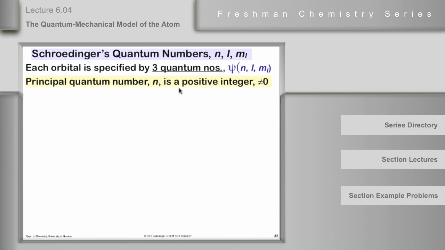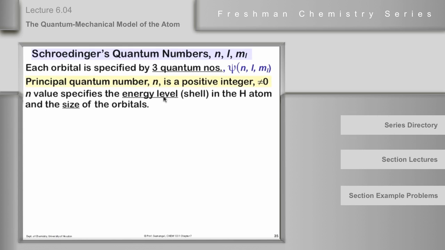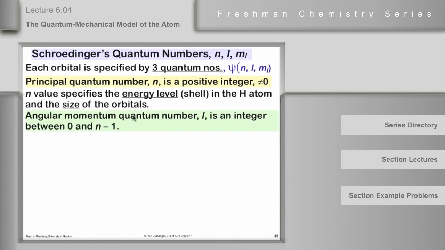The principal quantum number is a positive integer not including 0. It specifies what Bohr called the energy level and what Schrödinger called the shell of the hydrogen atom. And it also specifies the size of the orbitals within that shell. The angular momentum quantum number L is an integer that goes from 0 up to n minus 1.